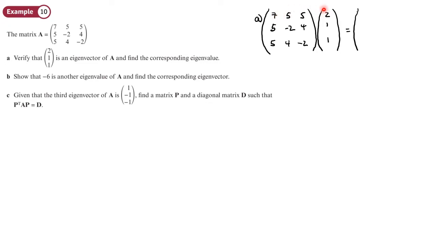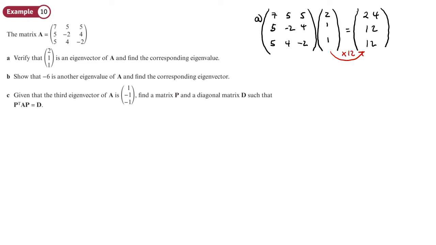So 7 times 2 is 14, plus 5, that's going to be 24. Then if I go to the second row here, and this column, so 5 times 2 is 10, 10 minus 2 is 8, 8 plus 4 is 12, this is going to be 12. Then the bottom row, 5 times 2 is 10, 10 plus 4 is 14, minus 2 is 12. So I can see that yes, the vector is scaled, and it's a scaling of 12, it's 12 times bigger than the original one.